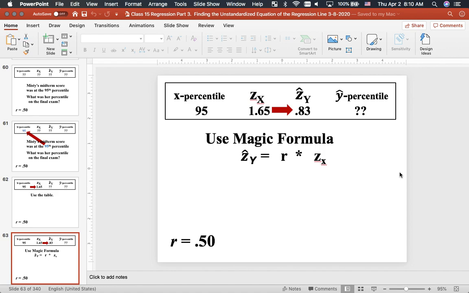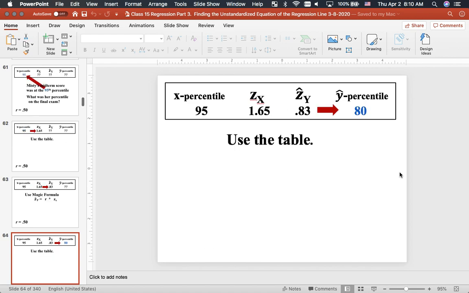So now we have the z-score of her final. Let's convert that back to a percentile. So we just use that table. So let's go find 0.8 on the left side and go over to 0.03. Okay, so it looks like it's at the 80th percentile. So there we go. If she scored a 95 on the midterm and the correlation between midterm and final is 0.5, we would predict that she would score at the 80th percentile on her final.